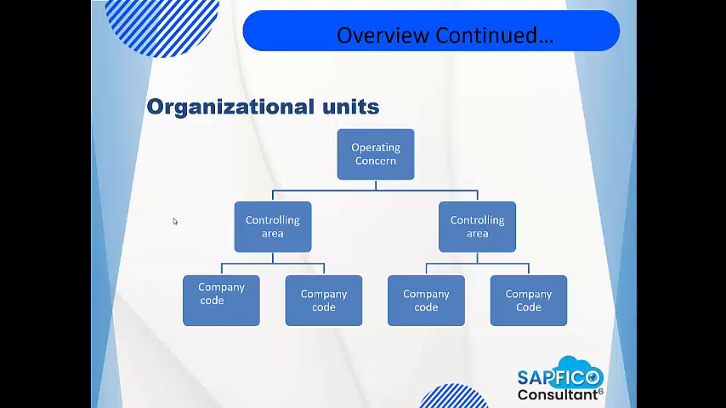Now, this is the organizational structure of profitability analysis. The profitability analysis organizational unit is called the operating concern, and under the operating concern comes the controlling area. The controlling area is where we manage the cost centers and product costing. This controlling area is assigned to the operating concern. There can be more than one controlling area assigned to an operating concern. Below the controlling area comes the company code. The company code, which is the organizational unit in finance, is assigned to a controlling area. So the company codes are assigned to a controlling area, which is assigned to an operating concern.